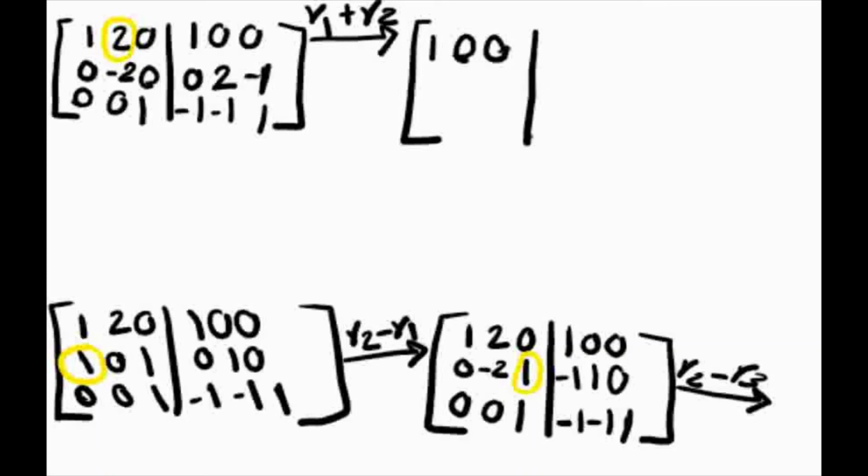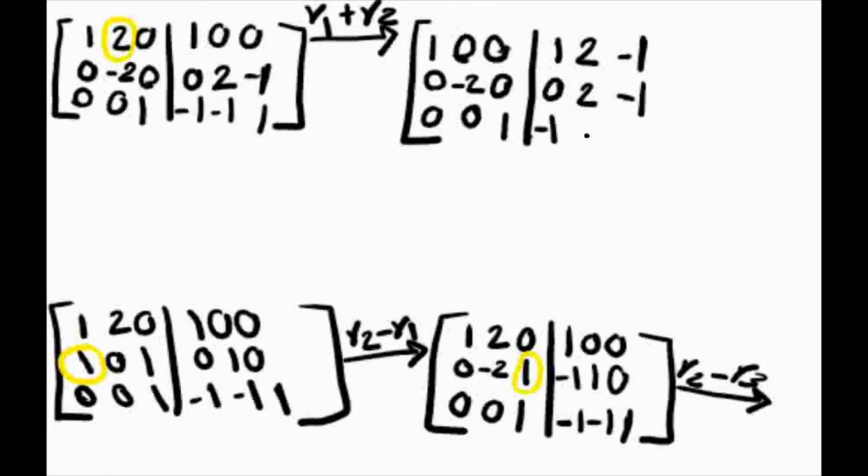And then I have 1 plus 0 will give me a 1, 0 plus 2 will give me a 2, 0 plus minus 1 will give me a minus 1, or negative 1. And then I have 0, negative 2, 0, 0, 2, negative 1, 0, 0, 1, negative 1, negative 1, and 1.